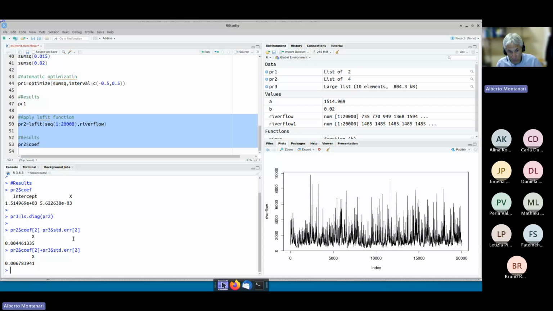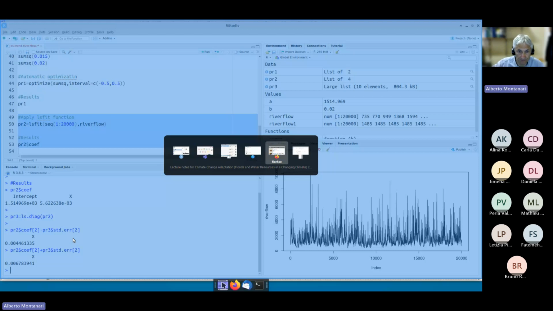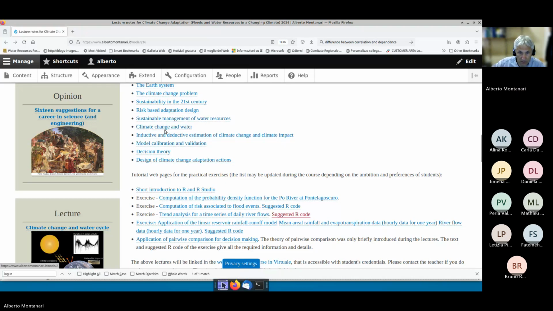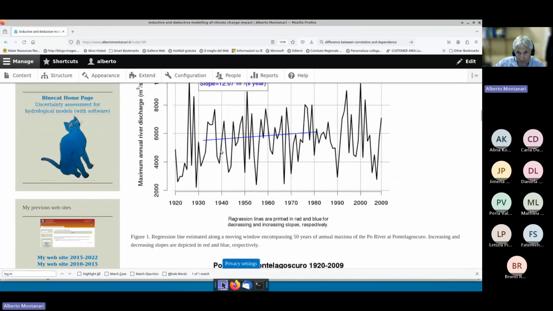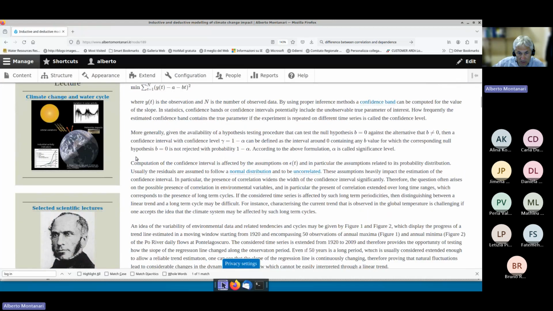And here, if you look on my website, inductive and deductive estimation of climate change and climate impact. It is where we discussed the trend estimation. So if you look in my website, there is a discussion of this. Computation of the confidence interval, which is what I just did. I didn't discuss the significant level of the confidence bands given by R.